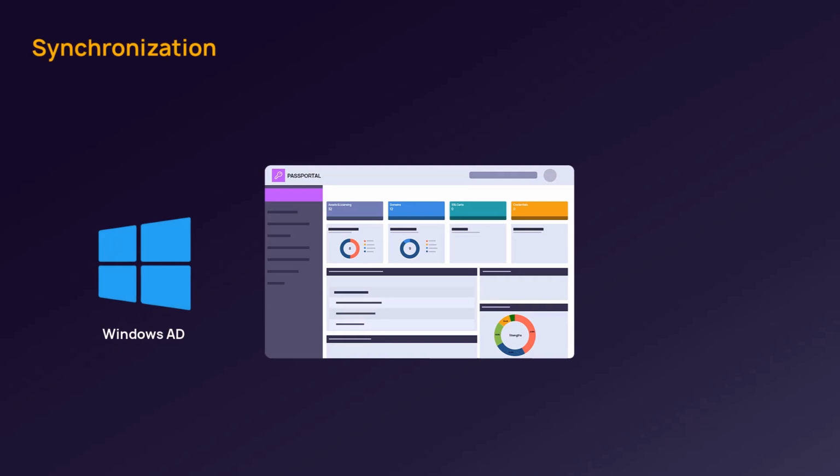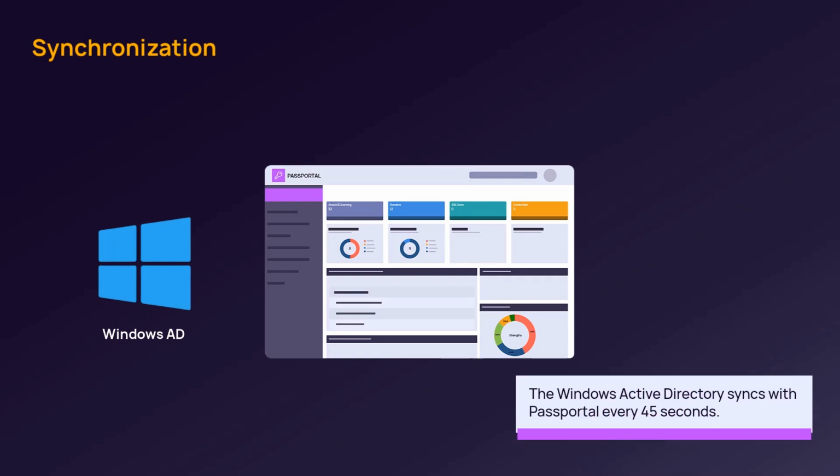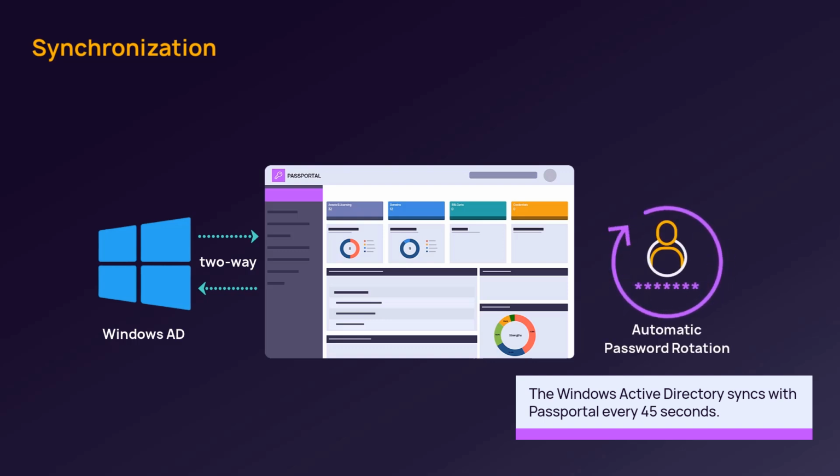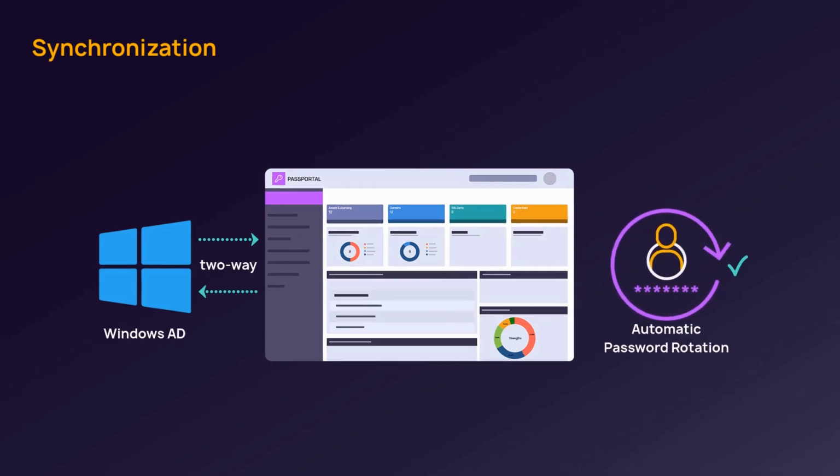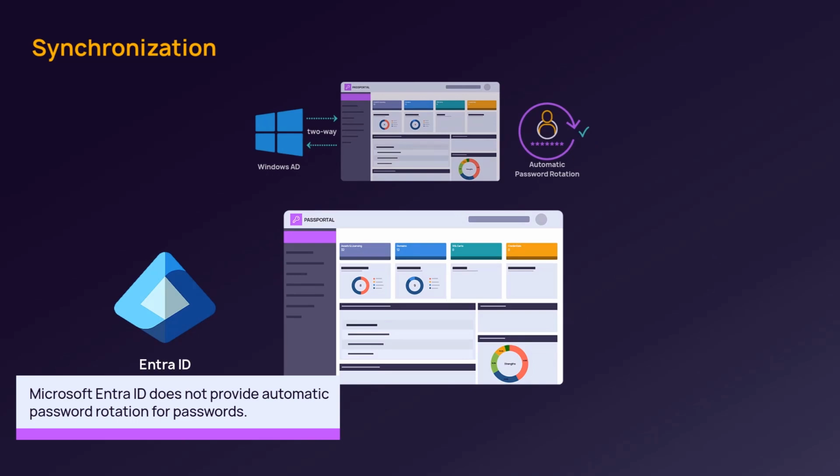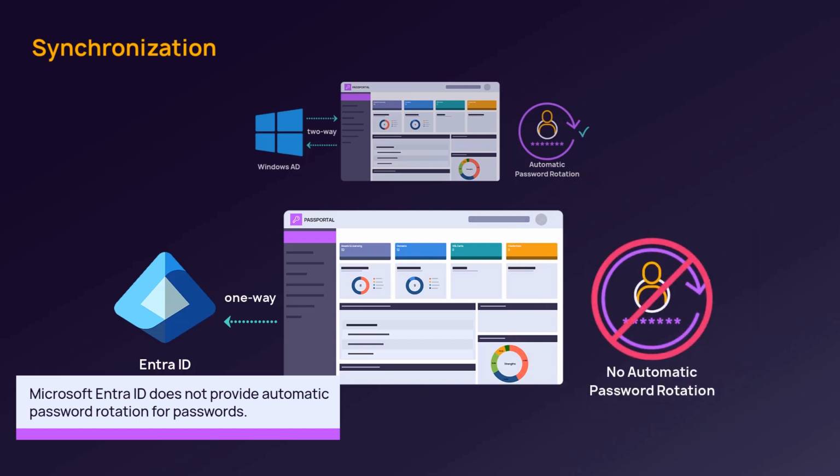The synchronization and available functionality vary for each Active Directory (AD) type. Windows AD synchronization is a two-way process between AD and Passportal and provides automatic password rotation functionality. The Entra ID synchronization is a one-way process from Passportal to Entra ID and does not provide automatic password rotation for Entra ID passwords.